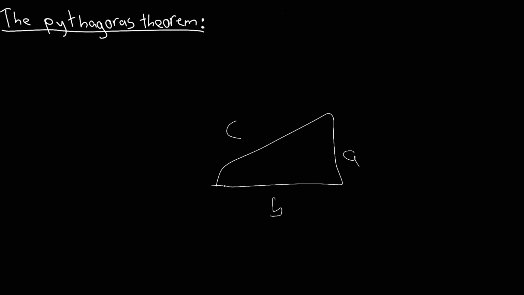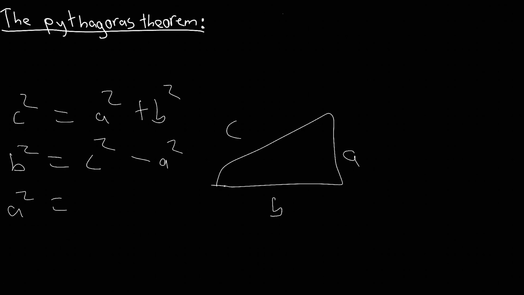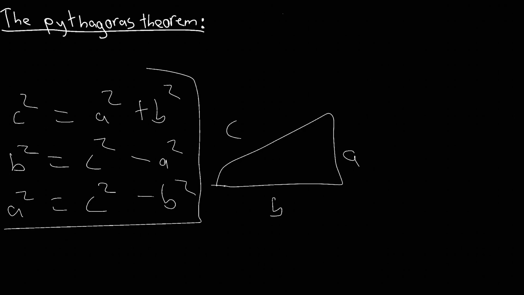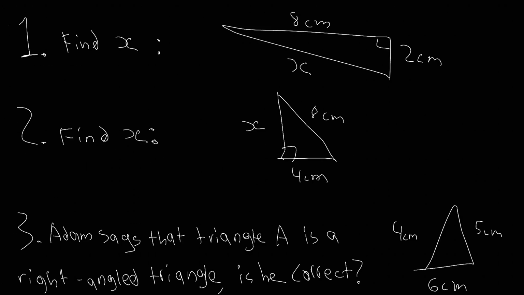So if you're someone who just prefers memorizing the equations, you can say that c squared is equal to a squared plus b squared. And then b squared is equal to c squared minus a squared. And a squared is equal to c squared minus b squared. If you're someone who just prefers memorizing instead of taking logic into account, then you can copy down this table. Okay, so now it's your turn. Have a go at these 3 questions. If you're going to answer them, pause the video from now, because I will answer them right now.